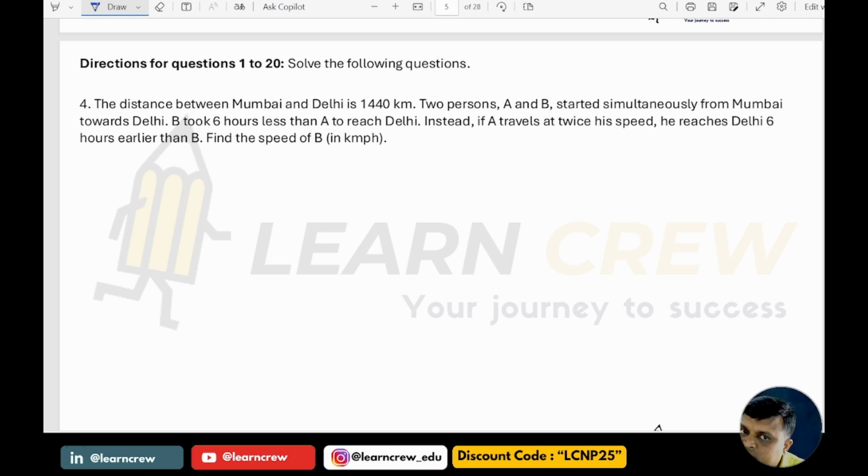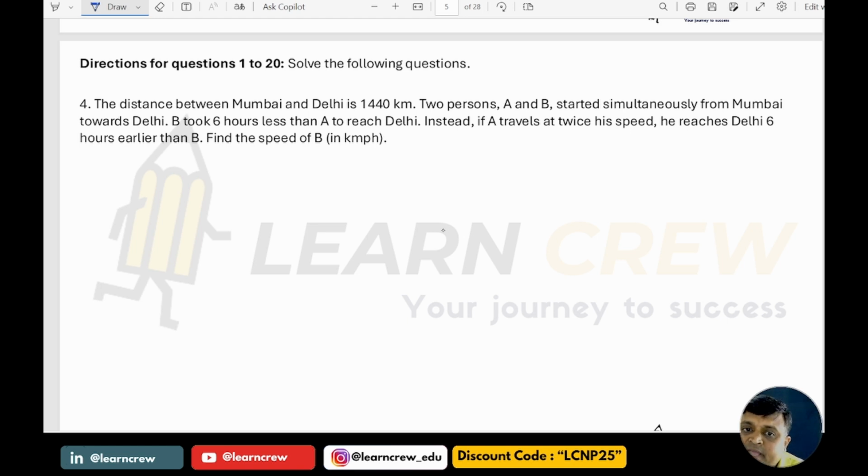See here, once again, read the question clearly. The distance between Mumbai and Delhi is 1440 kilometers. Two persons A and B started simultaneously from Mumbai towards Delhi. What is given? B took 6 hours less than A to reach Delhi. Instead, if A travels at twice his speed, he reaches Delhi 6 hours earlier than B. So what does it mean? If A's speed is double, he takes 6 hours less than the time he usually takes to reach Delhi.